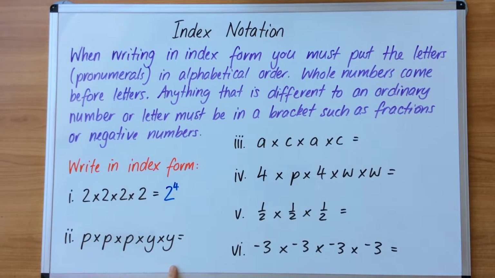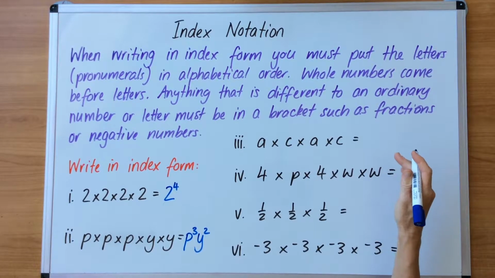The second question here has pronumerals and not numbers. P times P times P times Y times Y. Well, alphabetically, P comes before Y. There are 3 P's, so P to the power of 3. And there are 2 Y's, so Y to the power of 2.